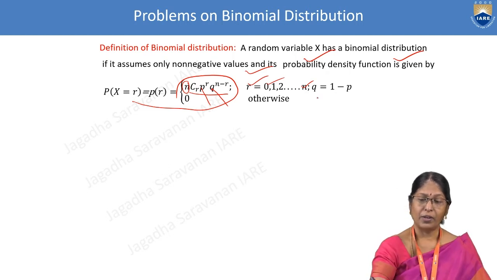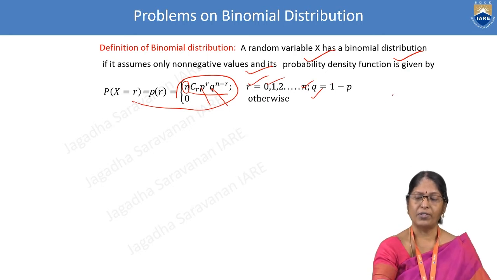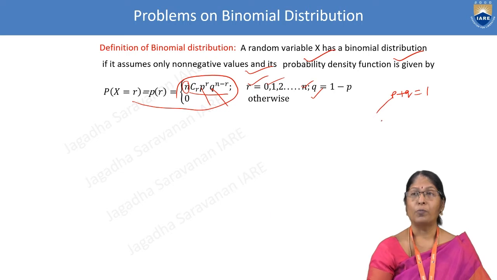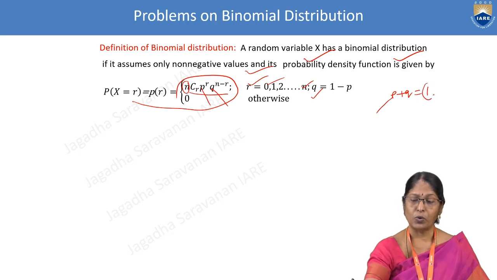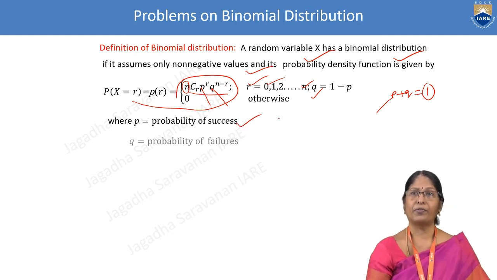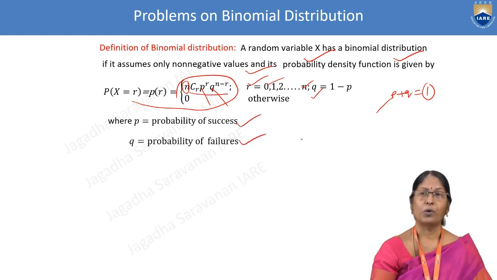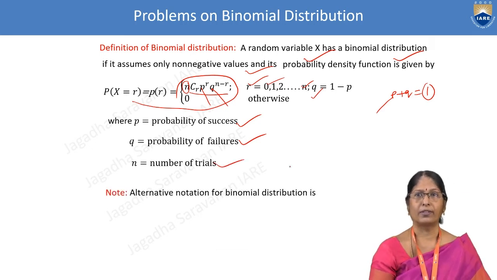Next, q is given as 1 minus p, the reason being p plus q equal to 1. That is, probability of success plus probability of failure is equal to 1. That is, the total probability is 1. So p is probability of success, q probability of failure, n number of trials.